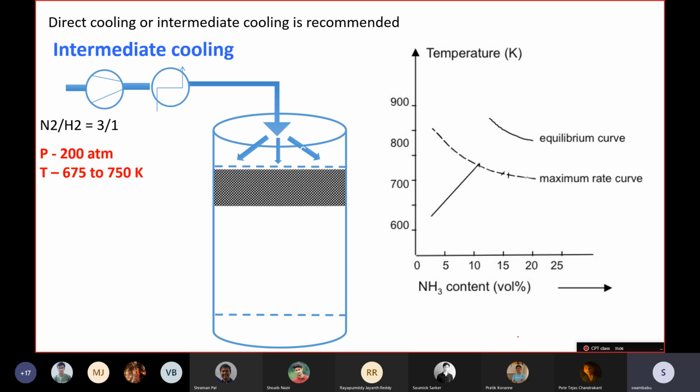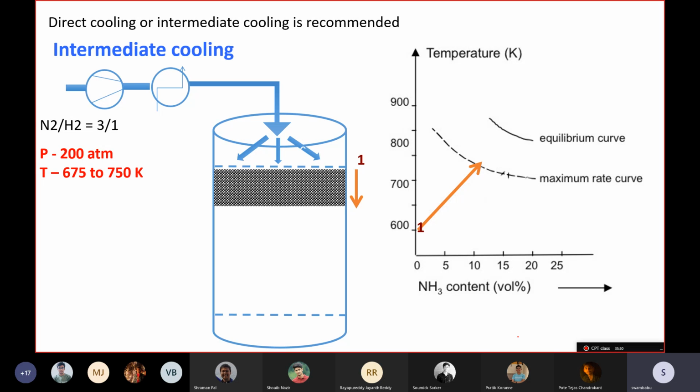Supplied. This is the same graph which we see in the previous slide. So the position 1 is the entrance. The reactant is entering into the reactor. Reactant is entering the reactor at position 1.